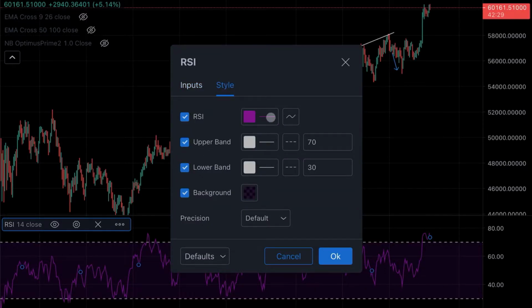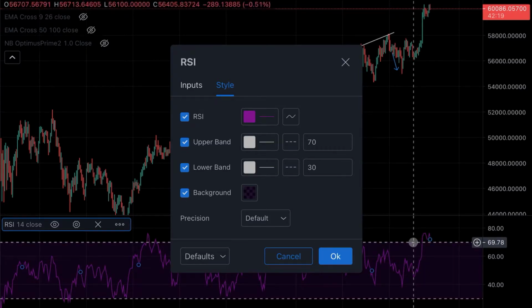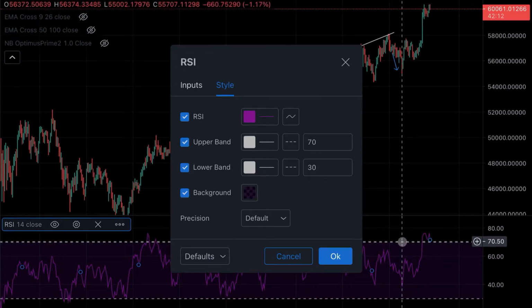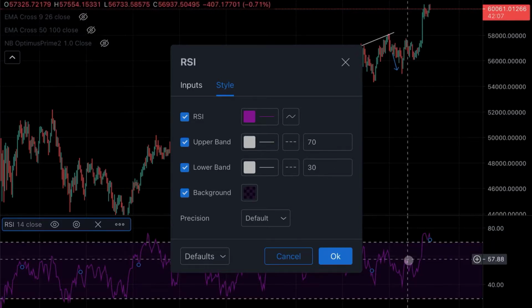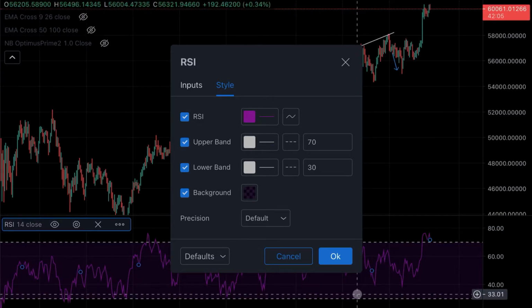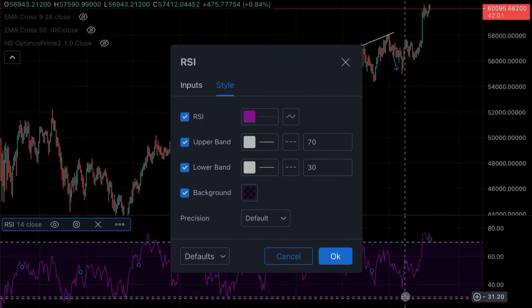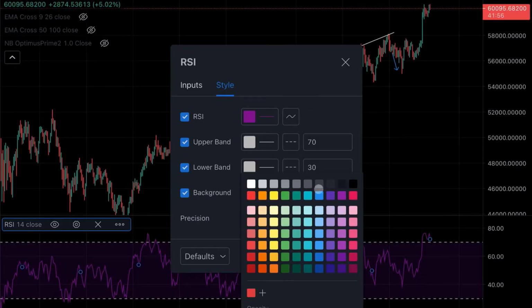Now, if we come back to the style, the RSI will show you the color and what format you have here for your actual display of information. Now, the upper band is right here, and whenever price hits this region, it can generally be declared overbought, or overpriced, or expensive. Now, the lower band, whenever price gets to this range, can generally be considered oversold, or underpriced, or cheap. And the background is just the background.